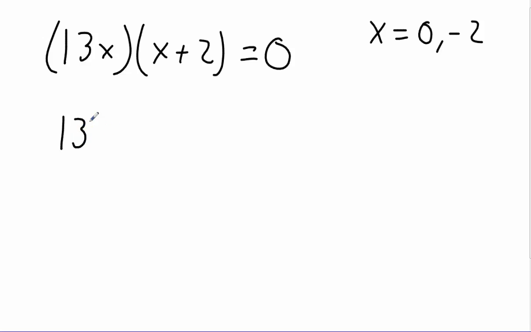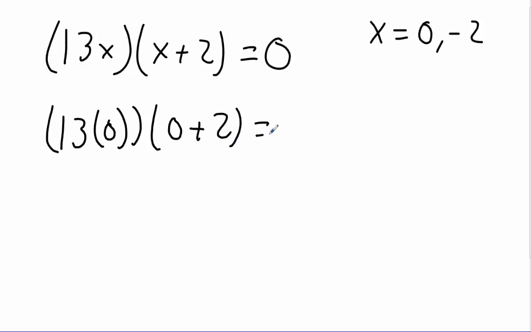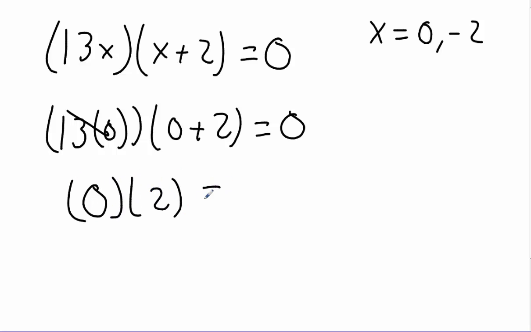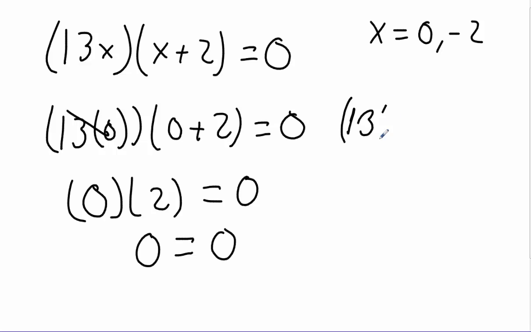Let's do our first one. 13 times 0 times 0 plus 2. When we simplify, that's just going to become 0. And this becomes 2. 0 times anything is 0, which is equal to 0. Hey, look, 0 is equal to 0. We were right.